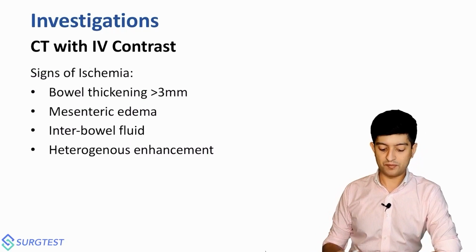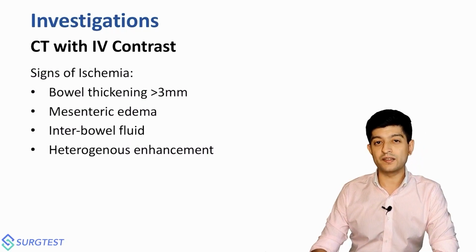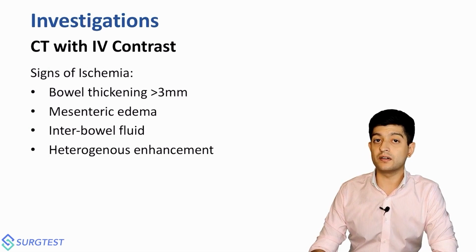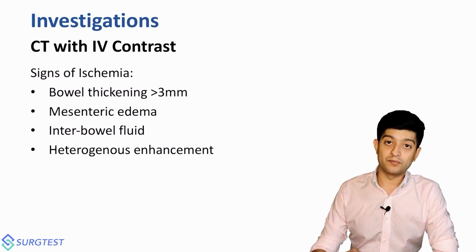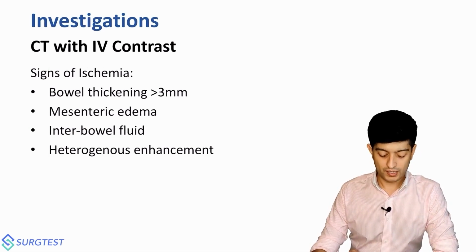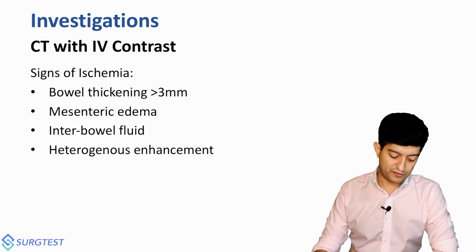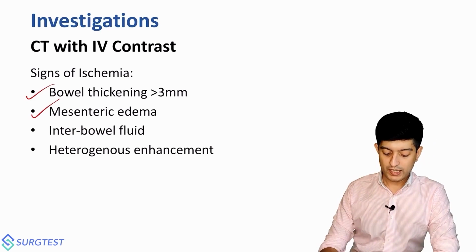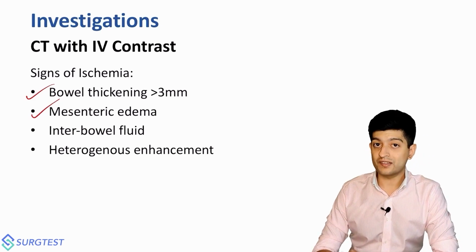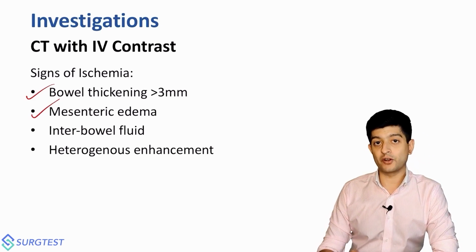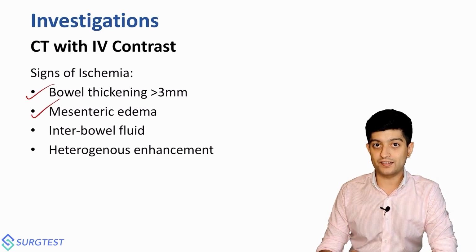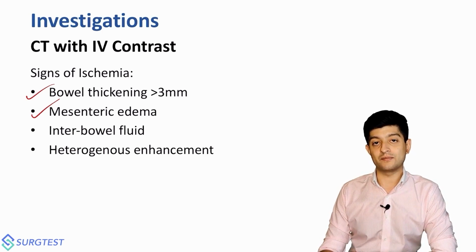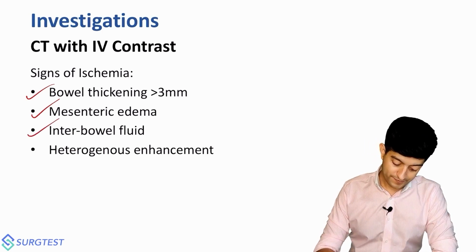There are specific signs of ischemia. When there is bowel wall thickening greater than 3 millimeters, it means that edema is fairly bad and the bowel is eventually going to be hypoxic. It's one of the proxies for ischemia. You will also end up having mesenteric edema. Interbowel free fluid is always a bad sign. It's not going to be a loculated ascites. It is going to be areas which are having early ischemia.